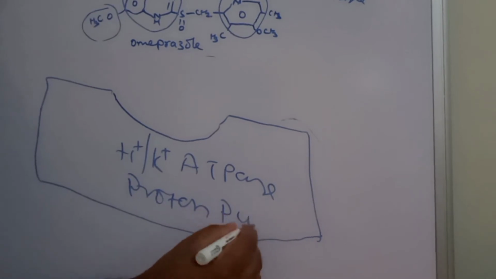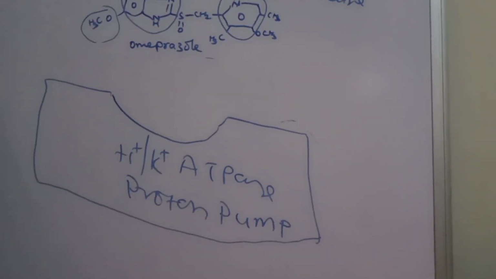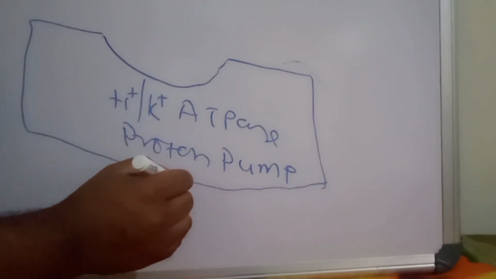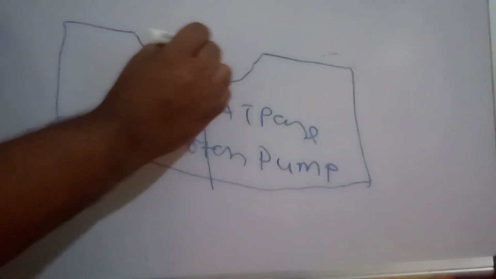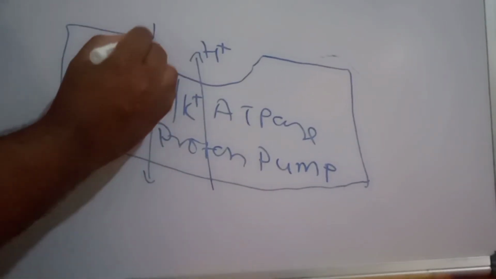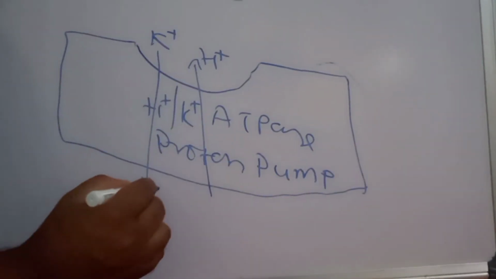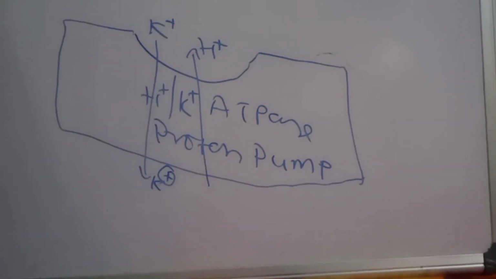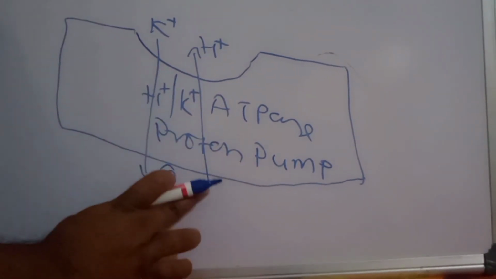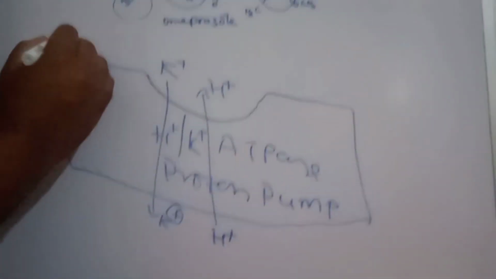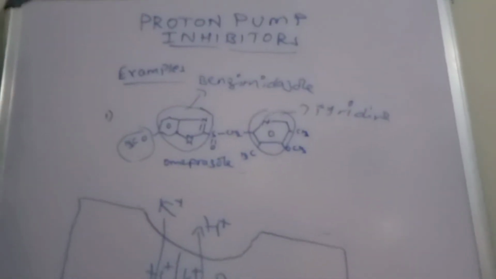What is the function of this proton pump? It is an integral membrane protein in the parietal cells of the stomach, which pumps the H+ ions into the stomach and replaces them with potassium, meaning potassium from inside the cell comes outside. As a result, acid concentration increases. Now what we have to prevent is the pumping of H+ ions into the stomach through the parietal cells.